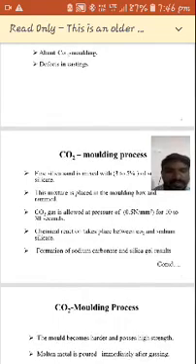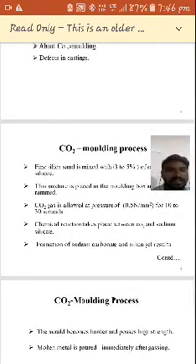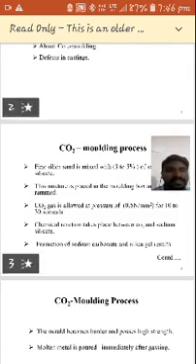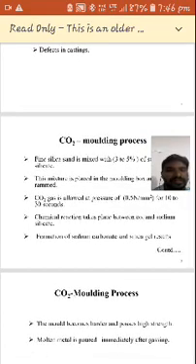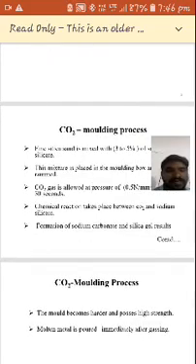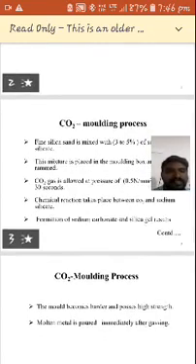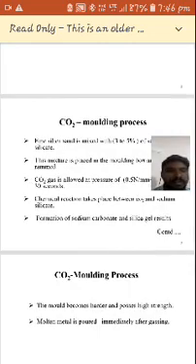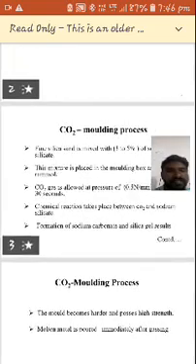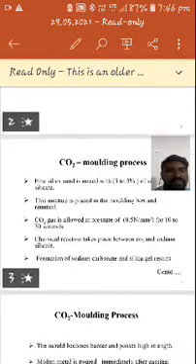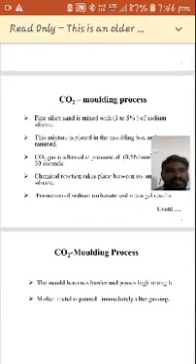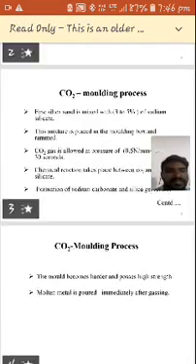Then after ramming, the CO2 gas is allowed at a pressure of 0.5 Newton per mm square for 10 to 30 seconds. If you allow the gas like that, the mold automatically becomes dry. A chemical reaction takes place between CO2 and sodium silicate, and sodium carbonate and silica gel are formed as the result.